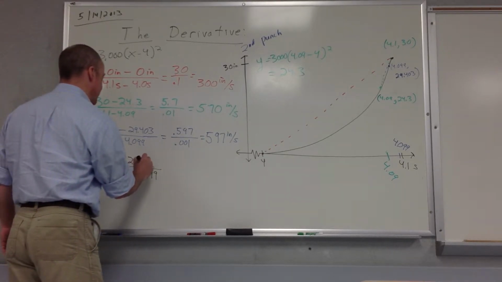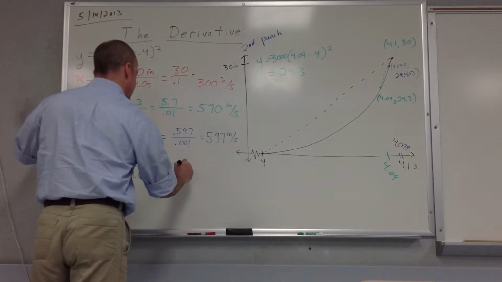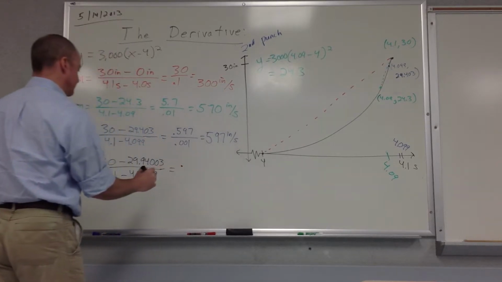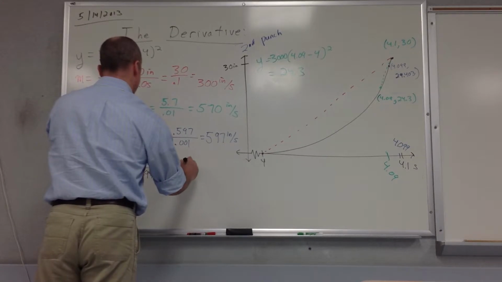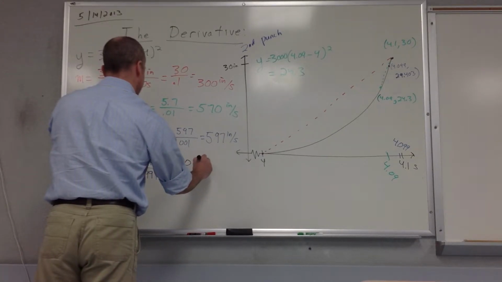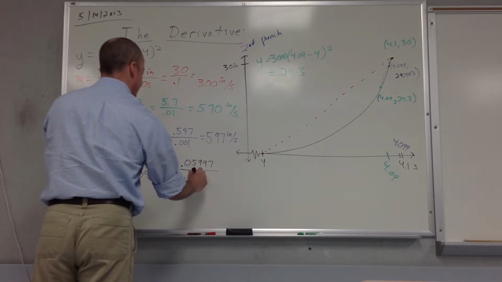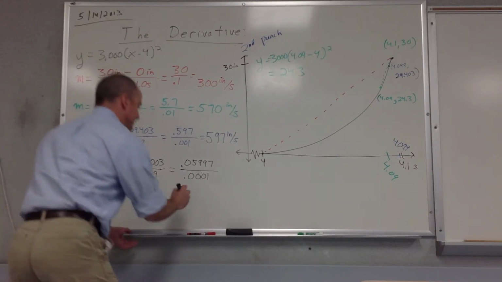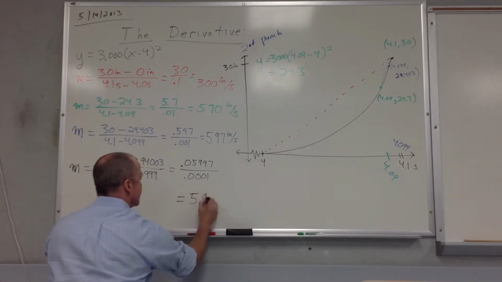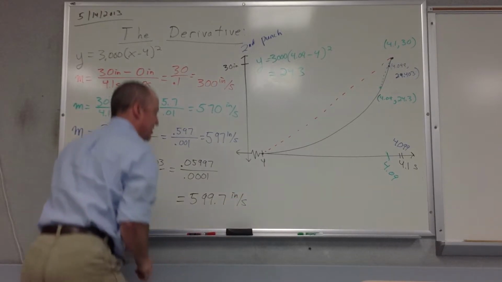29.94003? Yep. Okay, awesome. So what we're getting now is 30 minus this, which is going to be 0.05997 over 0.0001. And so this is 599.7 inches per second.